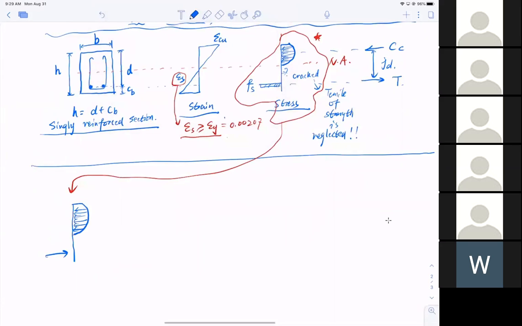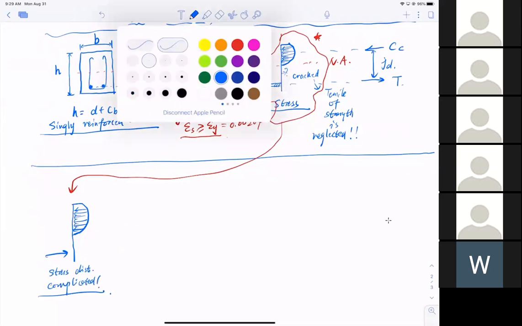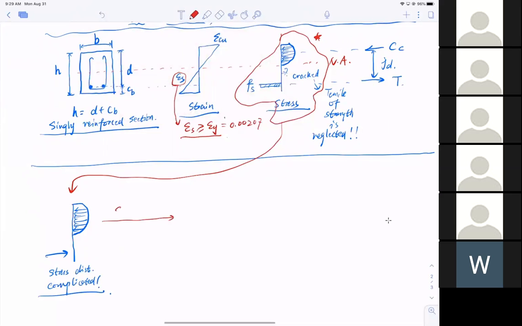But this is apparently very complicated to calculate. We need fast computation. We didn't have time at the job site back then. So the stress distribution is complicated, and there's no time to calculate, so we have to simplify it. This simplification process is called the Whitney stress block assumption. Great guy, Whitney stress block.